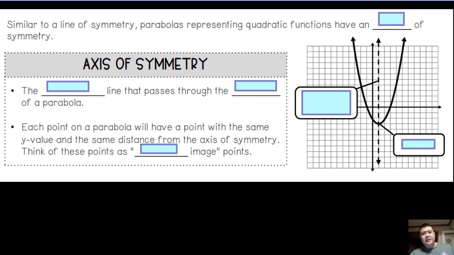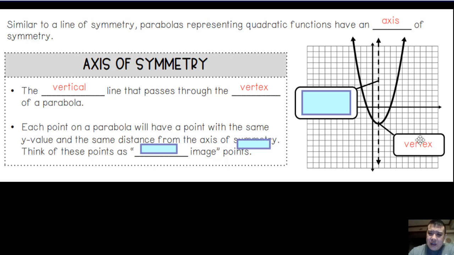Similar to a line of symmetry, parabolas that represent quadratics have an axis of symmetry. The vertical line that passes through the vertex is called the axis of symmetry, and the reason it's called that is because you can see that on both sides of this imaginary line, it is the same thing. Just kind of like how a face is the same on both sides down the middle. So this is called an axis of symmetry, and it goes through the vertex.